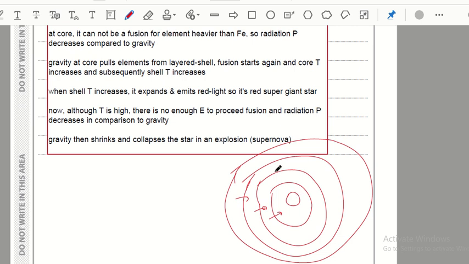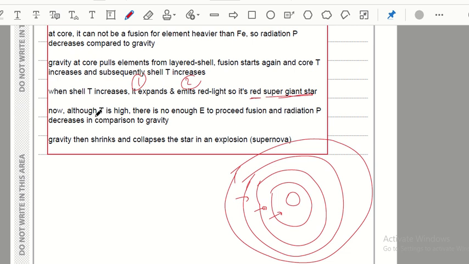Okay, so fusion starts once again, and the temperature of the core increases again. And as the temperature of the core increases once again, the wall of the shell's temperature increases. And as the shell's temperature increases, it does two things. It expands and it emits red light. Okay, so it is called a red supergiant because red is for emission of red light, and supergiant for being expanded.